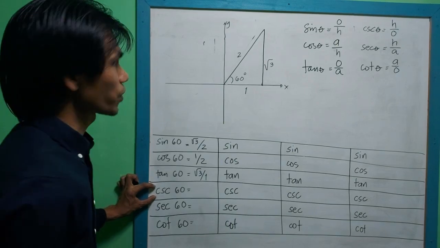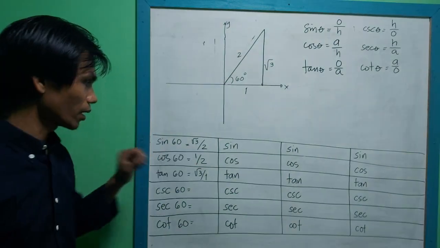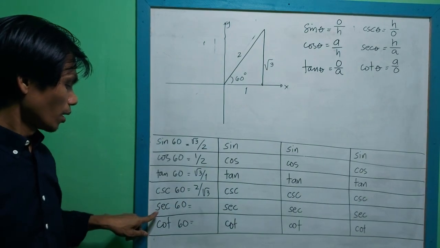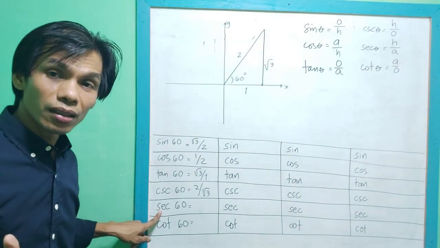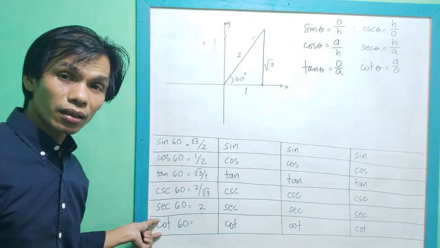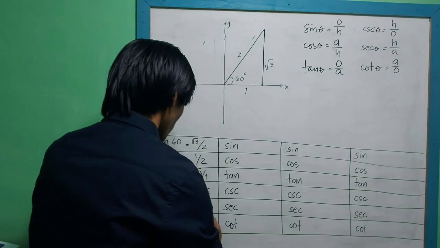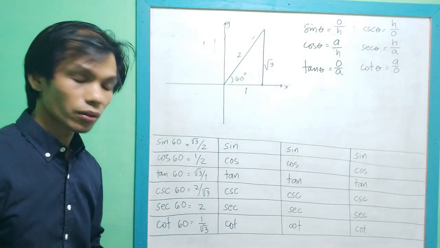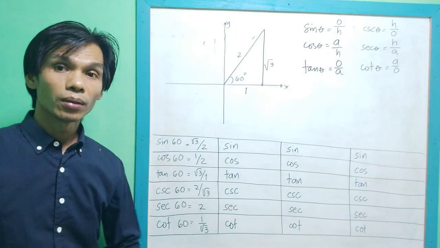Now, cosecant of 60. Anong sabi natin kanina? Reciprocal lang siya ng sine. So, pagbaliktarin mo lang to. 2 over square root of 3. Pahihirapan mo pa yung sarili mo. Ang secant, ang reciprocal ng secant is cosine. So, pagbaliktarin mo lang yan, so we have 2. Cotangent. Ano yung reciprocal ng cotangent? Tangent. So, pagbaliktarin mo lang siya, so we have 1 over square root of 3. Or square root of 3 over 3. Nakuha. Now, eto.